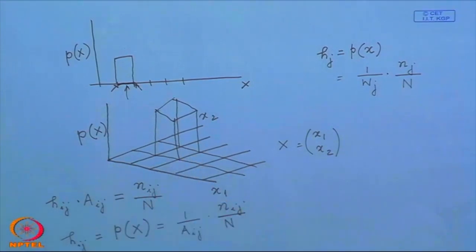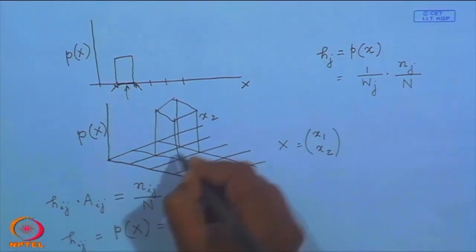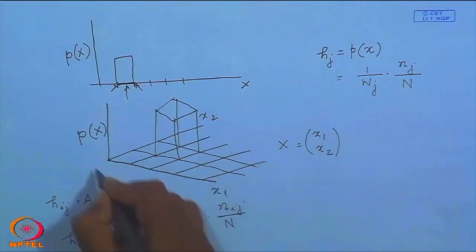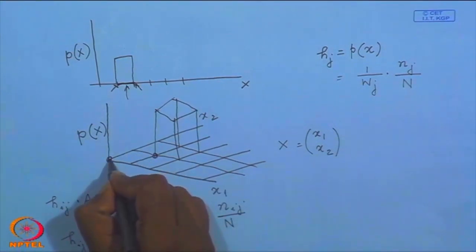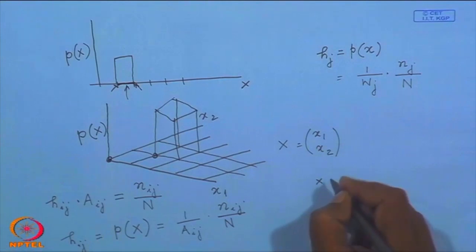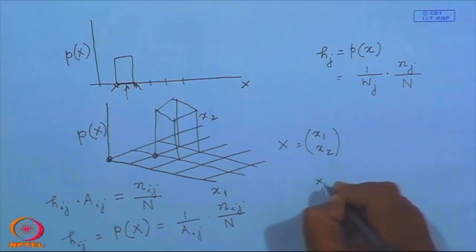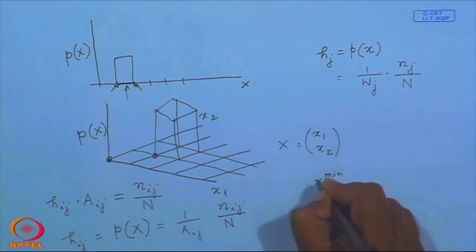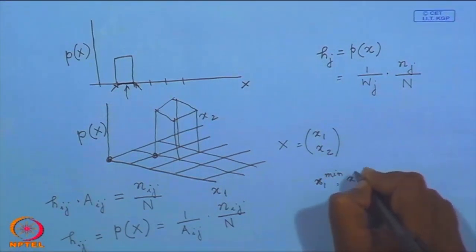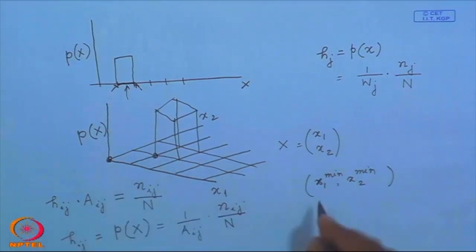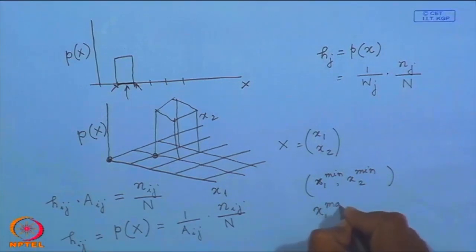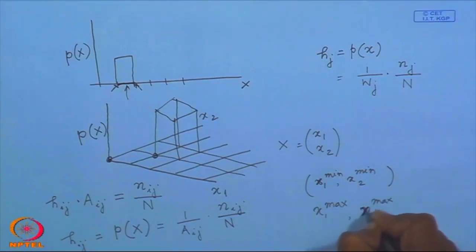Coming to the two dimensional case, for this bin, this will be the min point and this will be the max point. The min point has coordinates x1 min and x2 min, and the coordinate of the max point is x1 max and x2 max.